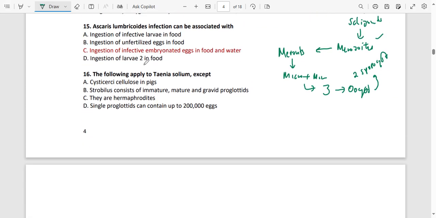Ascaris lumbricoides infection can be associated with ingestion of infective larvae in food, ingestion of unfertilized egg in food, ingestion of infective embryonated egg in food and water, ingestion of larva in food. What is the way by which Ascaris is spread? What is the infective form?